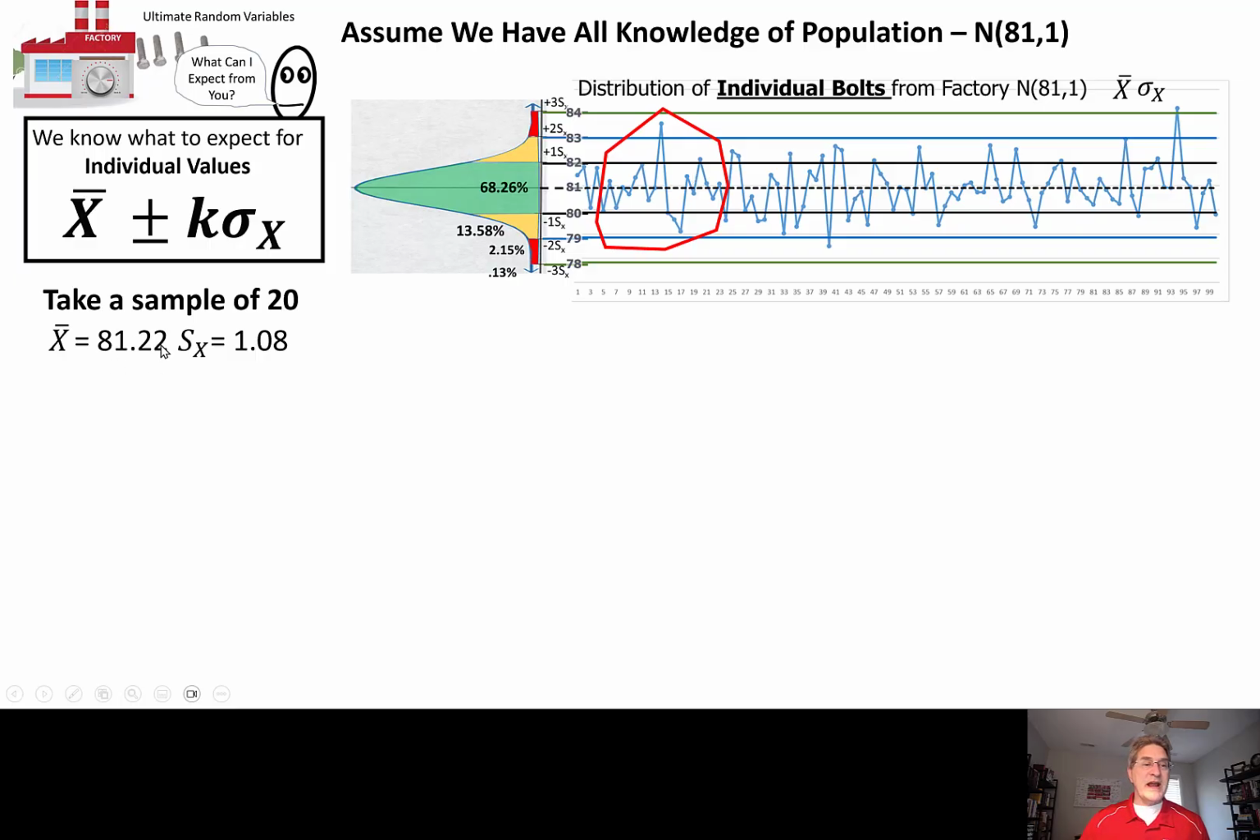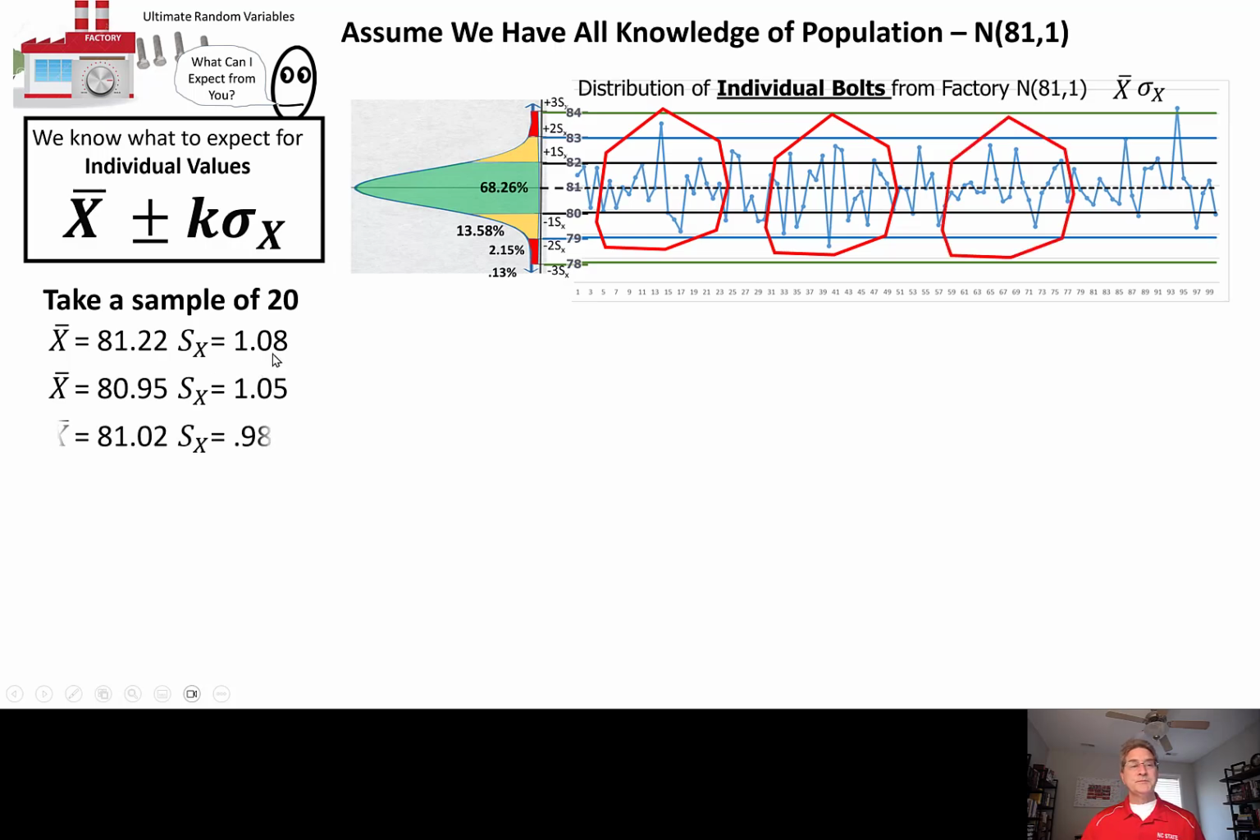We get an average of 81.22, standard deviation of 1.08. Okay, now, if I take another sample, do you expect the average and the standard deviation to be exactly the same? And I'm pretty sure you're going to say, well, no. I mean, it's varying. You're going to catch it a little different. And yes, you are. So we did it, and it's 80.95 and 1.05. I mean, they're close. Okay, how about if I take another sample? Same thing. They're going to be a little bit different. So our averages are varying.